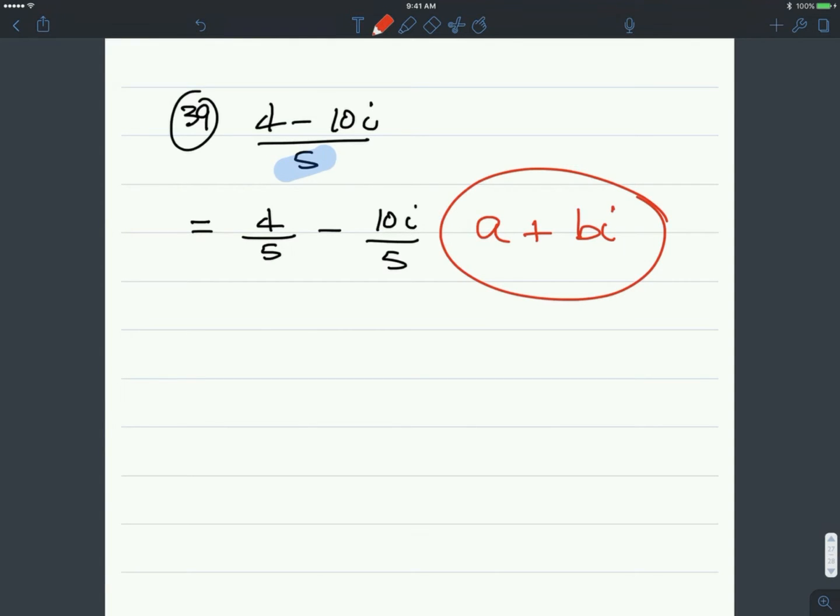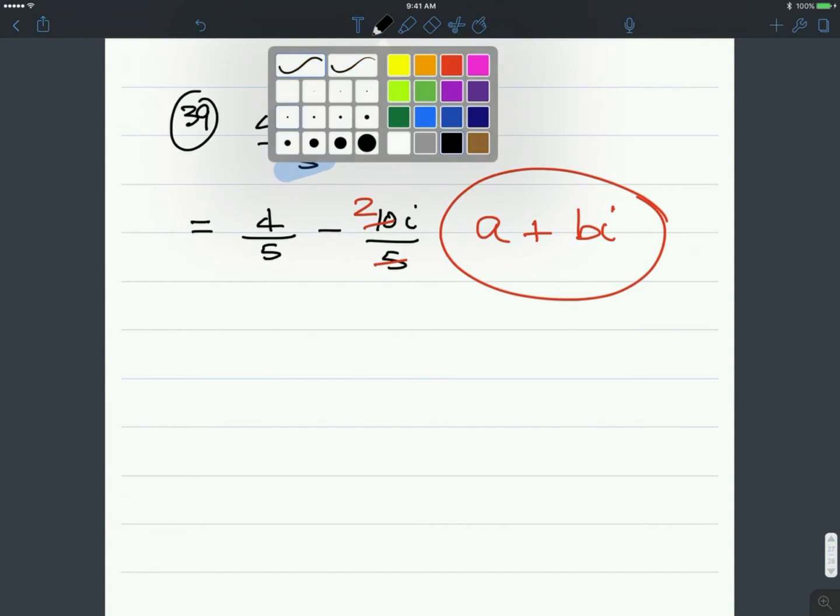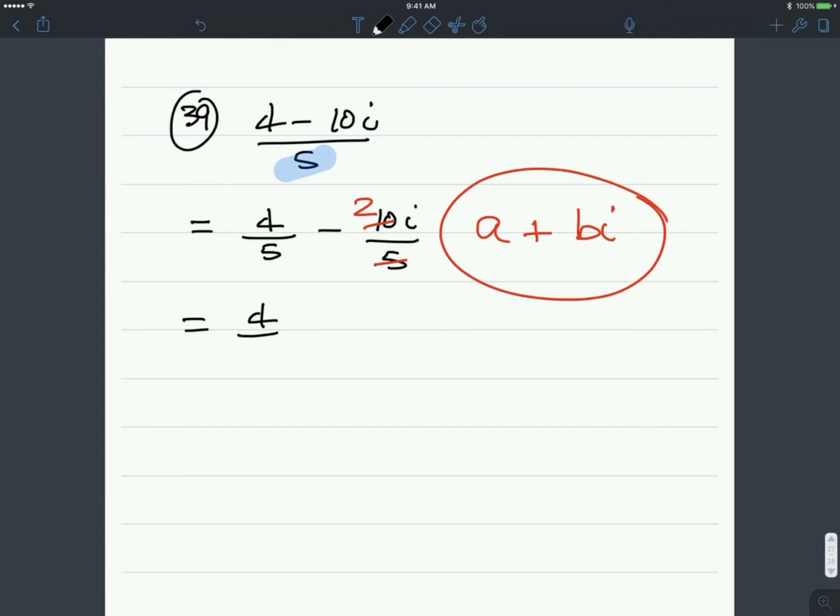My fraction 4/5 can't be simplified. But 10 is divisible by 5. 2 is the quotient there. So I have 4/5 minus 2i. And let's write this nicely. And you're done. This is in complex number form. Number 39.